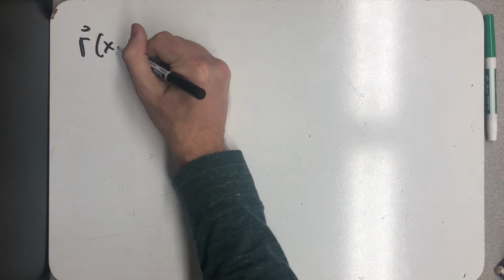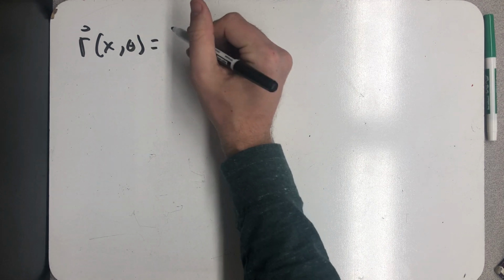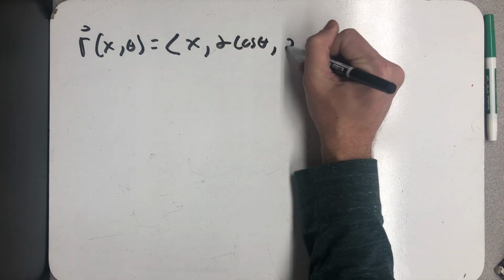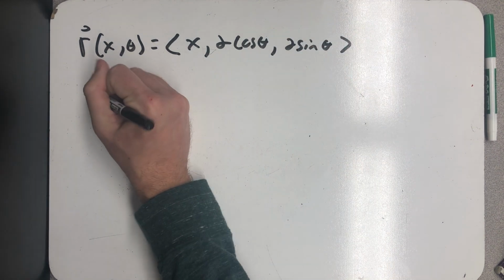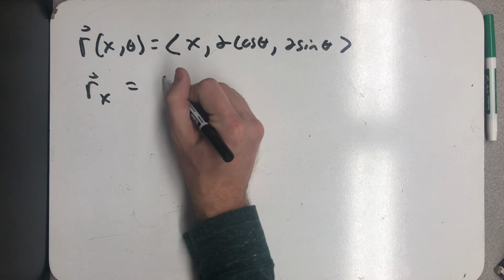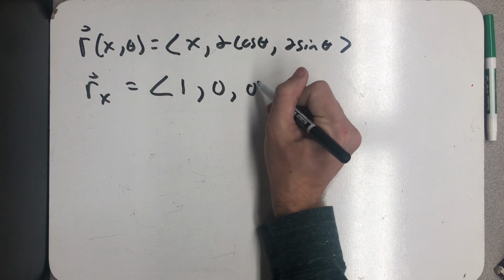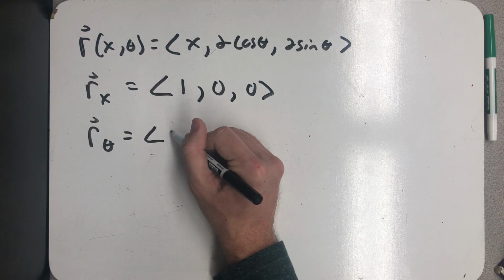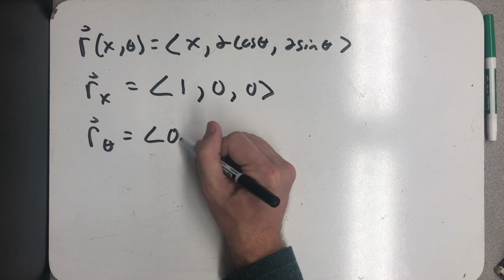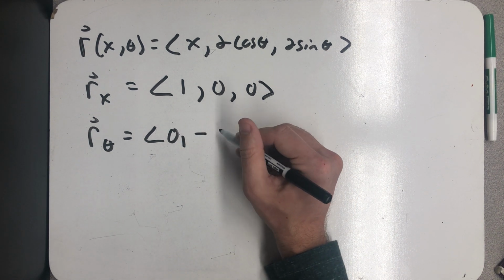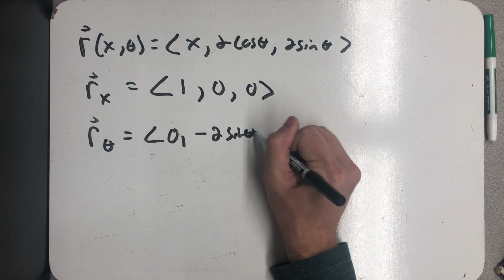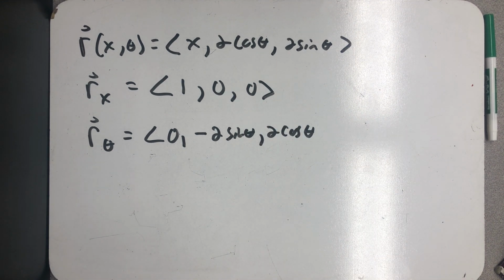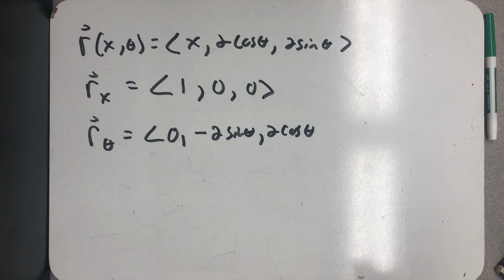So the vector function that generates my surface is x, 2 cosine theta, 2 sine theta. We need to find two partials. A partial with respect to x, well, that's going to be 1, 0, 0. And a partial with respect to theta, and that's going to be 0, minus 2 sine theta, and 2 cosine theta. So just pretty easy partials to deal with.